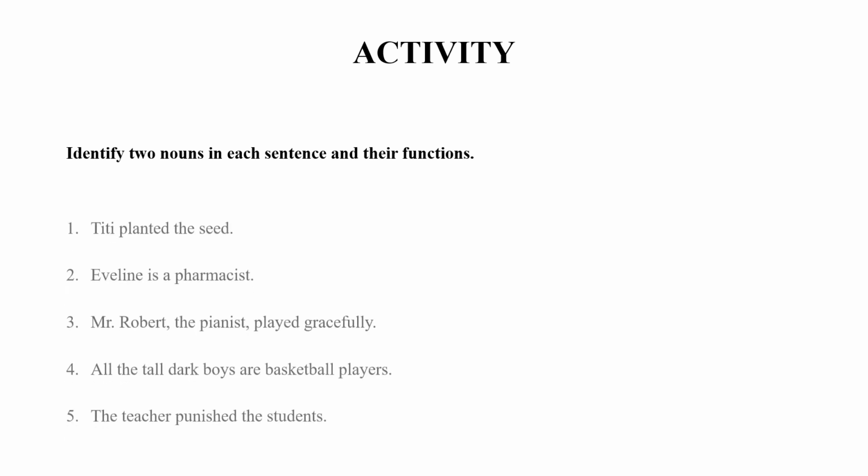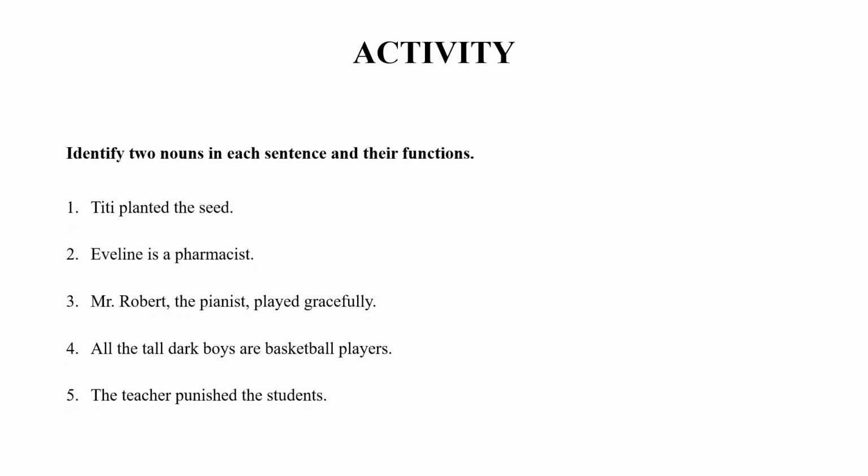Now, I would want to believe you enjoyed today's lesson and you understood it easily. Now, let's try our hands on this activity. Identify two nouns in each sentence and their functions. Sentence 1, 2, 3, 4, and 5, meaning you are expected to identify 10 nouns in all. And out of the 10 nouns, you are expected to what? Also identify their functions or the role they are playing in each of the sentences. That is, either as subject, as object, as complement, or in apposition.